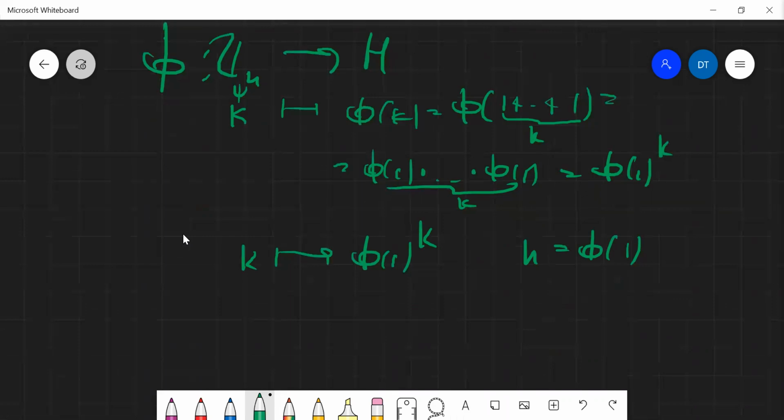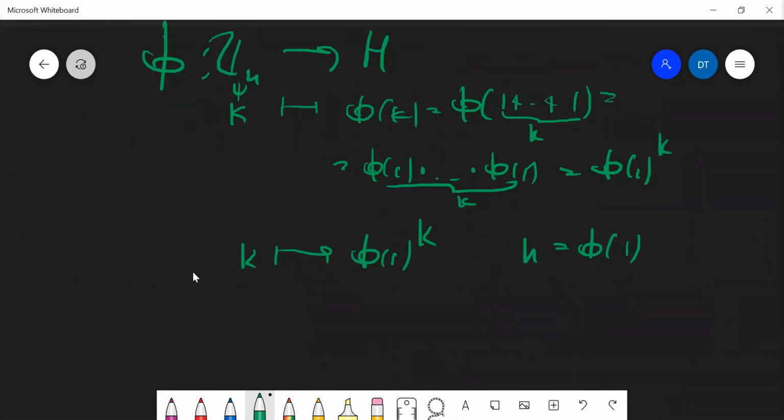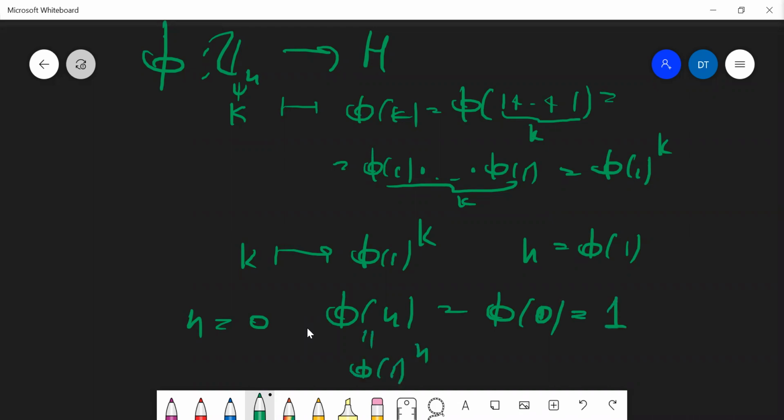And also, you want to show that you have an additional restriction that h to the power of n must be 1. Why does that happen? Well, because on the left hand side, n is equal to 0. So if you apply phi to n, this is the same as applying phi to 0. But phi of 0 must go to the neutral element, and phi of n must go to phi of 1 to the n. So this is h to the n. So this element also satisfies this additional restriction.